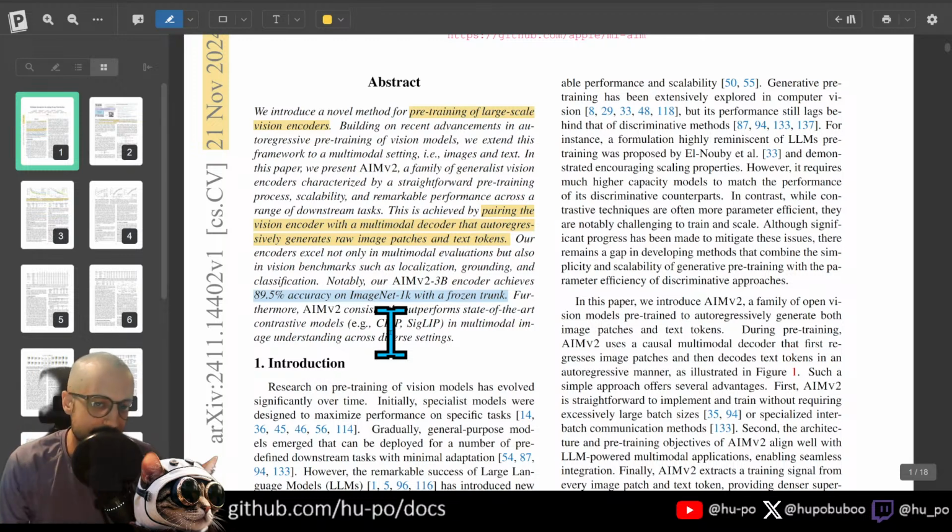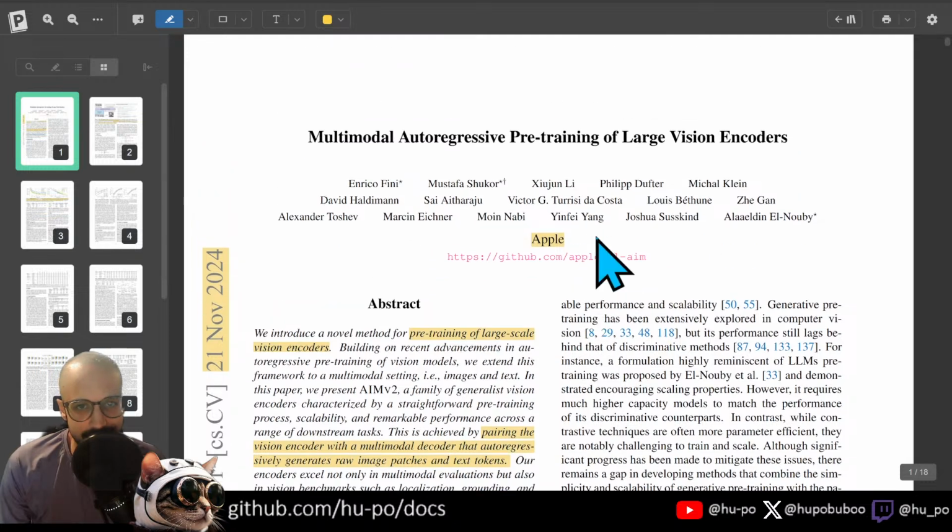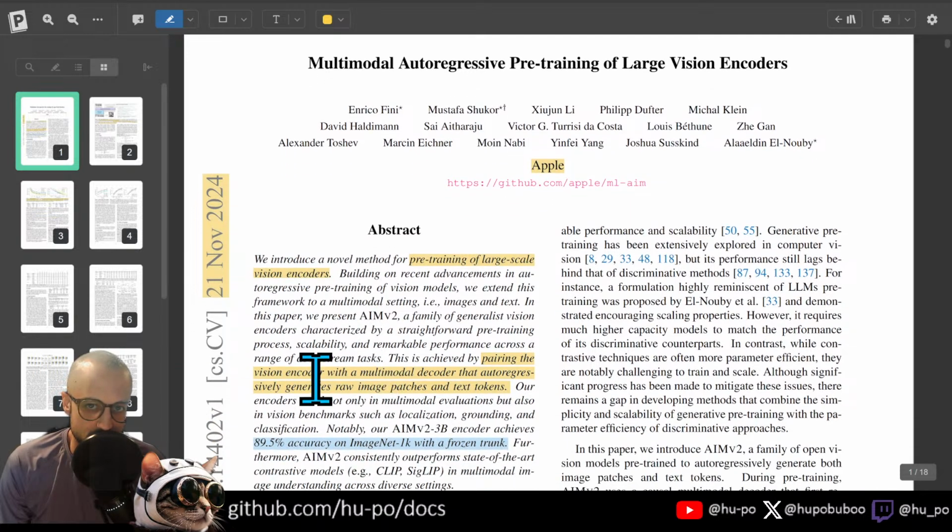little points from that represent the content of an image. But in this paper, they're going to be training these much like you train a language model, which is just with a very simple autoregressive objective. So they're pre-training large-scale vision encoders, and they're pairing the vision encoders with a multimodal decoder that autoregressively generates raw image patches and text tokens.